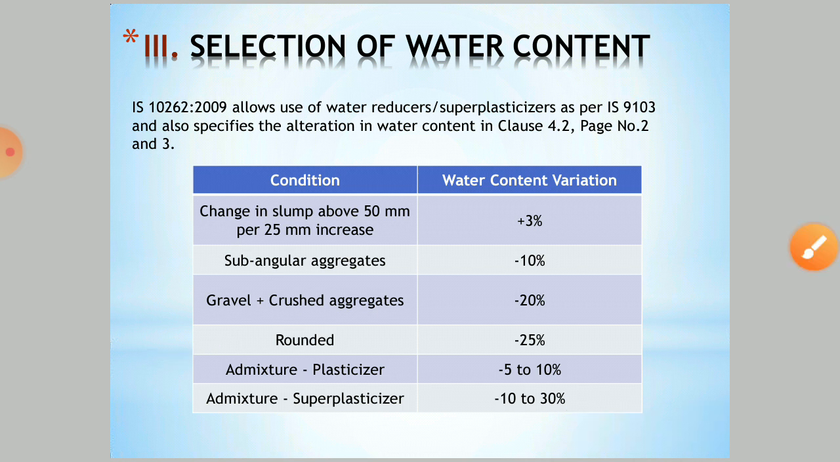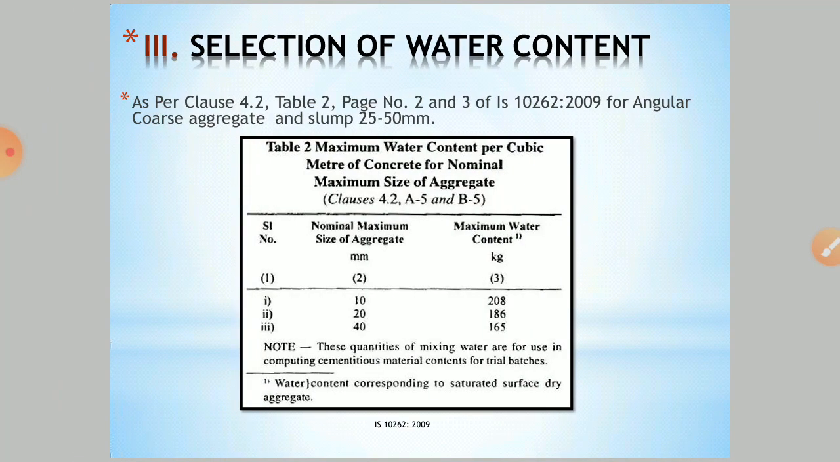Again, nowadays we are using high performance concrete, so we require admixtures such as plasticizer and super plasticizer. In this case, if the admixture used is plasticizer, then we may reduce the water content by minus 5 to 10%, and for super plasticizer minus 10 to 30%. So these are the clauses and important points for water content. You have to remember these things.